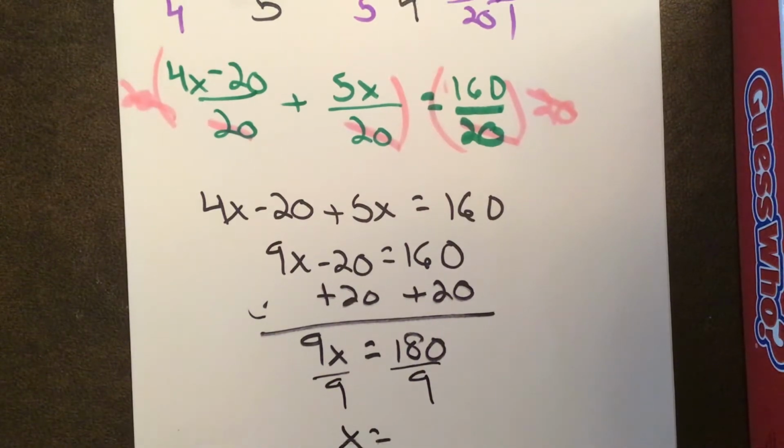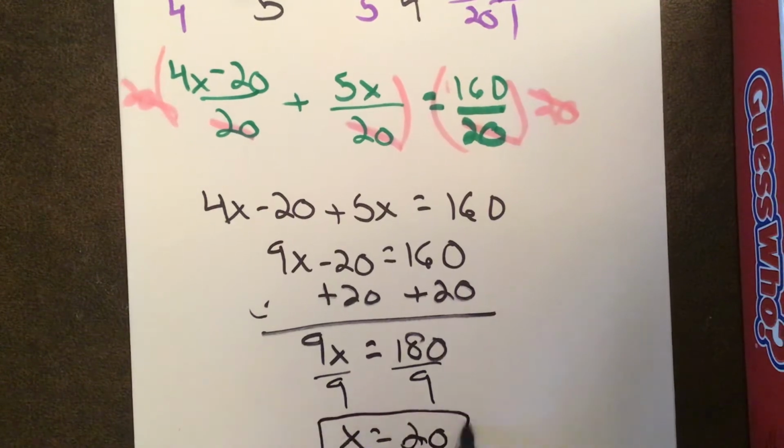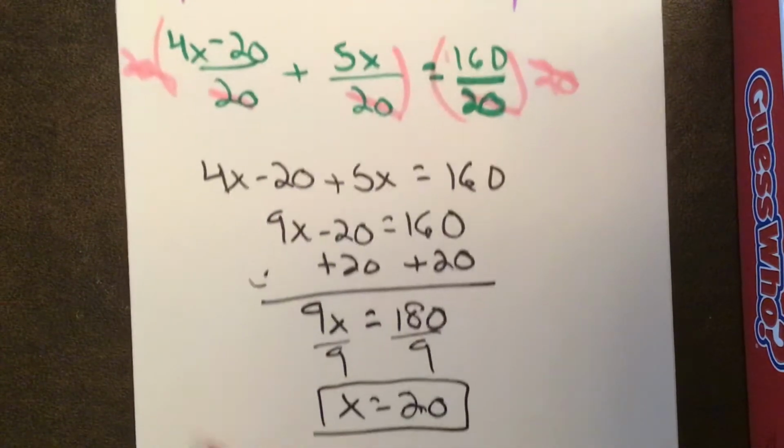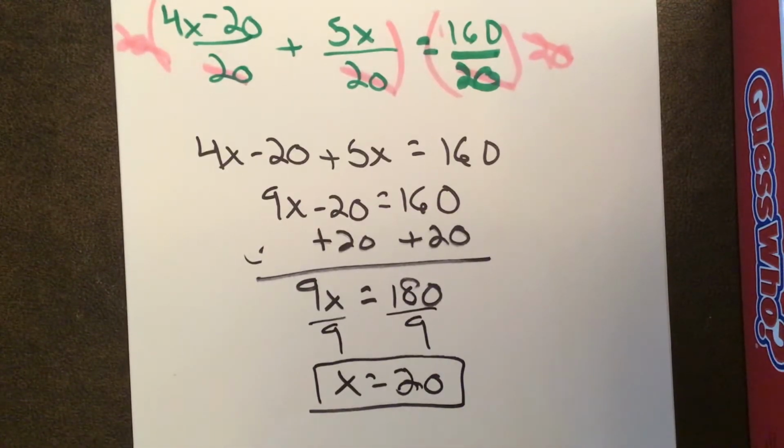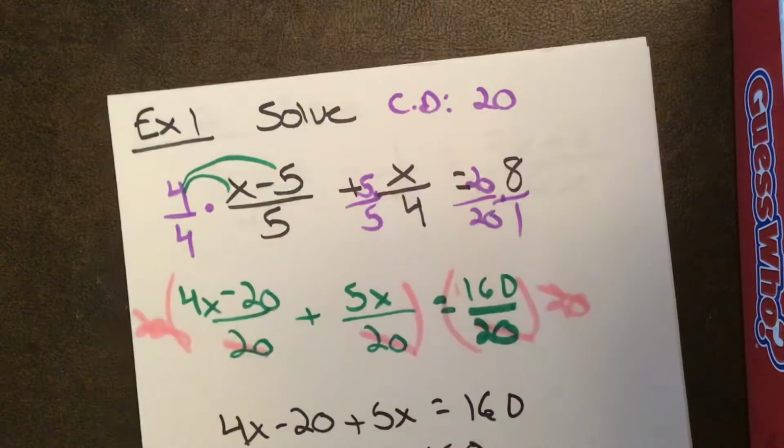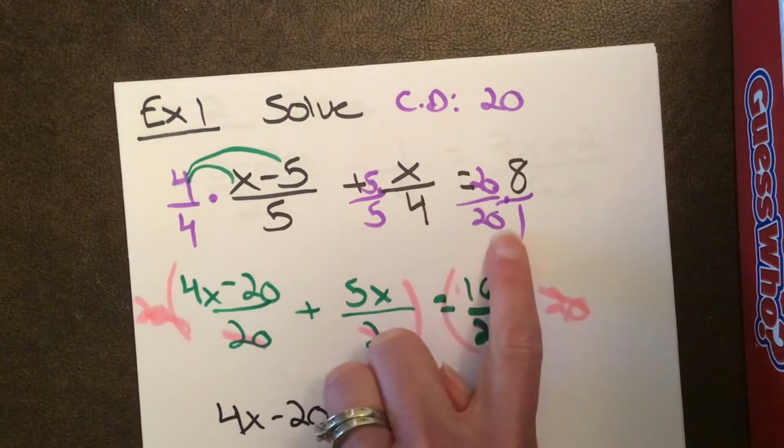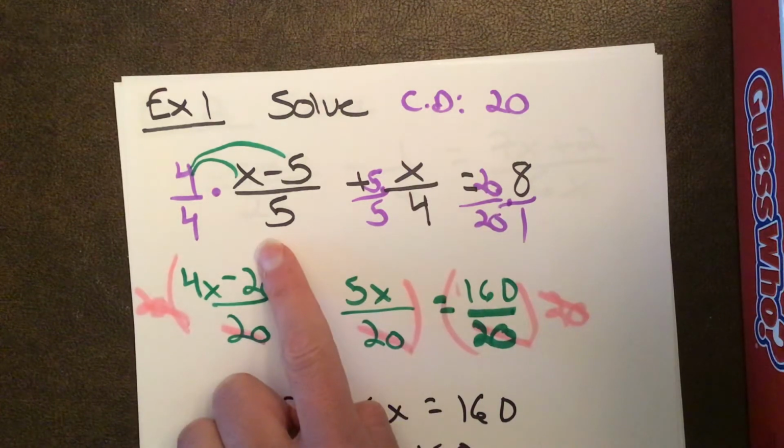And 180 divided by 9 is 20. So my answer is x equals 20. And then the only thing you want to check at the end is make sure that this value of 20 wouldn't make any of your denominators equal to 0. And it wouldn't. My denominators are all numbers, so there's no way they'd ever equal 0.